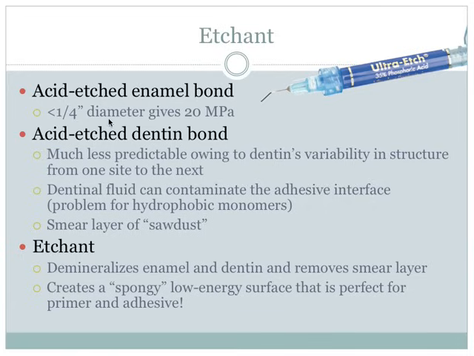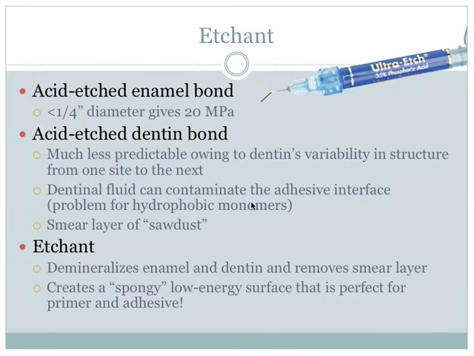So the acid etched enamel bond is incredibly powerful. This is just a quarter of an inch diameter, gives 20 megapascals, which is a huge amount of force over an area. And the acid etched dentin bond is much less predictable. It's not quite as predictable as the enamel bond because instead of these enamel rods that we were talking about, dentin has all these wiry, noodly collagen fibers that are a lot less predictable. And also there's this stuff called dentinal fluid that is inhabiting that dentinal tubule space.